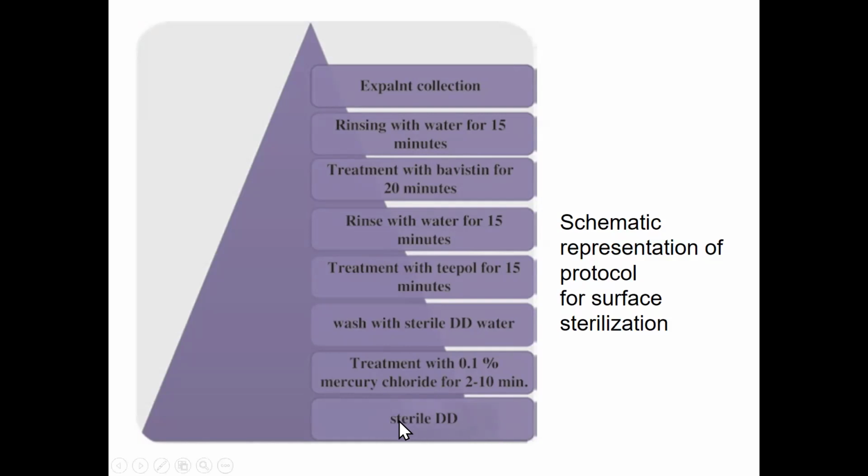Finally, in sterile distilled water, you need to put your explant and completely remove the mercuric chloride or other surface sterilizing agent before placing it on the medium. What is Bavistin? Bavistin is also a surface sterilizer, and there are many kinds of surface sterilizing agents people use.